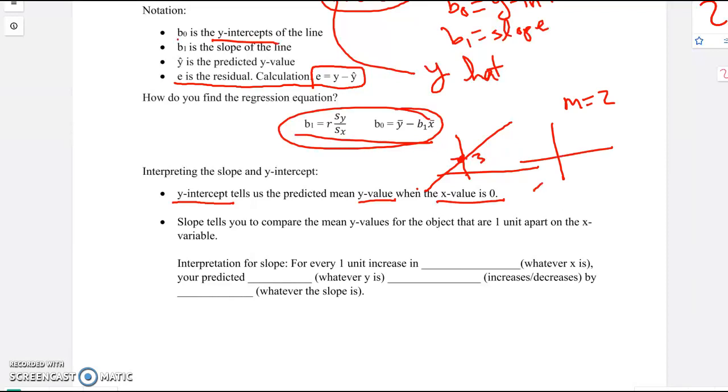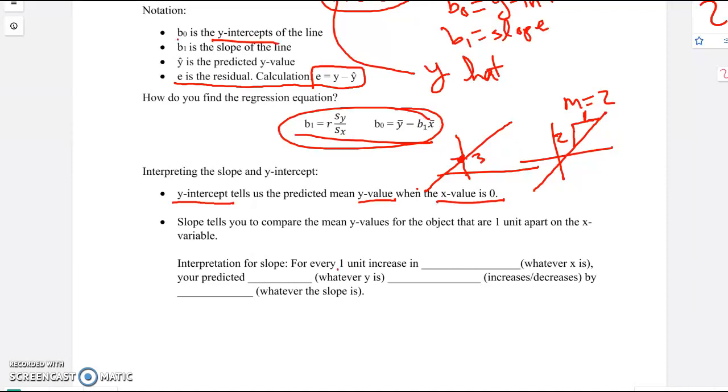This tells me that for every 1 unit that I'm moving in the x direction, y increases by 2 units. That's basically what it is. And some of you may see it as the rise over the run, right? So I'm rising up 2 units and moving over 1 unit. That's basically what it is.